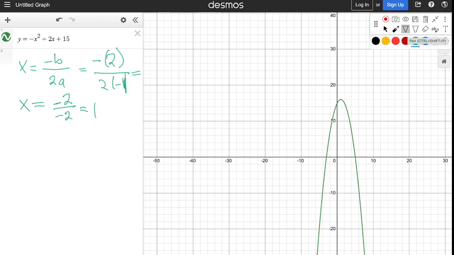What I need to do is then plug this x back into the function. So I need to find f of 1. So that's going to give me minus 1 squared plus 2 times 1 plus 15. 1 squared is 1 with a negative plugged onto it. 2 times 1 is 2. Plus 15. So I get negative 1 plus 2 is 1. 1 plus 15 is 16. So that's the y coordinate of the vertex. So I get the vertex as 1, 16.